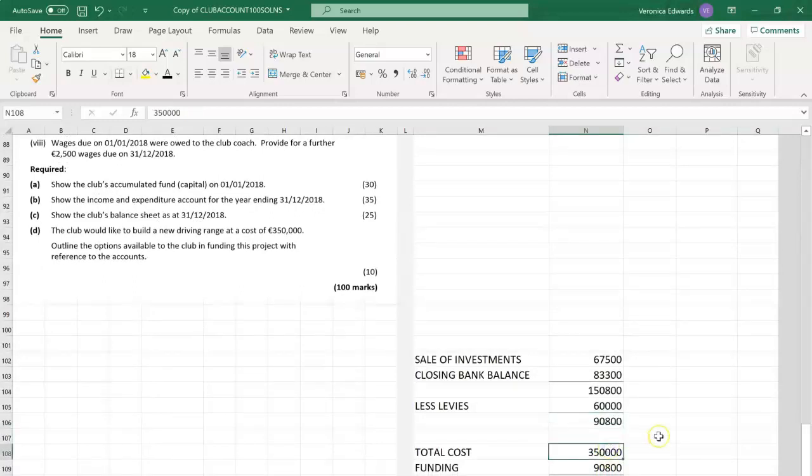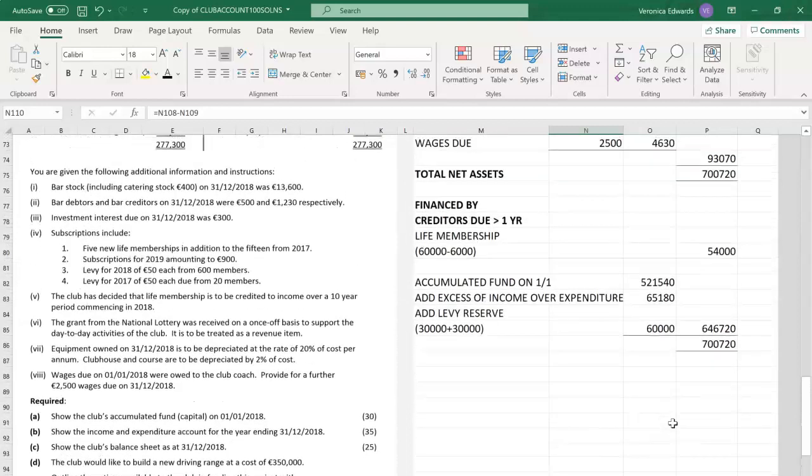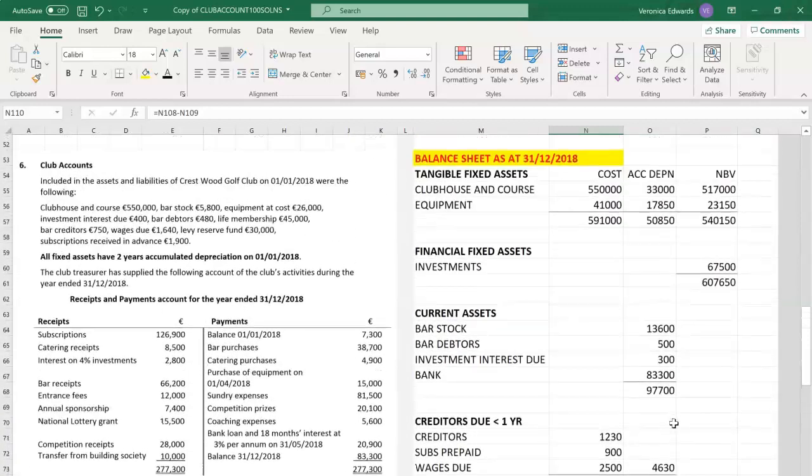Now remember, the cost of the driving range is 350,000. And if we could possibly raise 90,800, it would leave us with a shortfall of 259,200. So where might we source that finance? Well, one question you might ask is, could we borrow? Now, if you're looking at whether or not the club could borrow that money, you need to consider a number of different items. Firstly, you need to consider whether the club would have security for a loan.